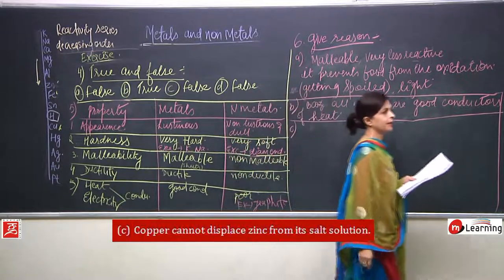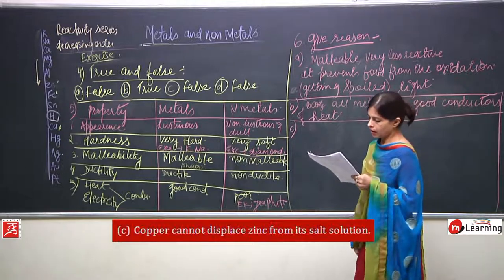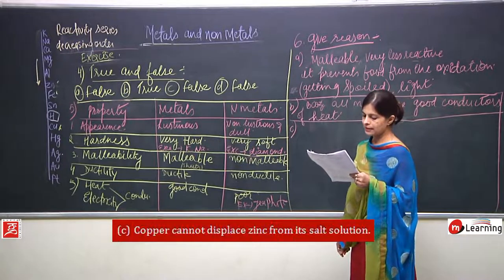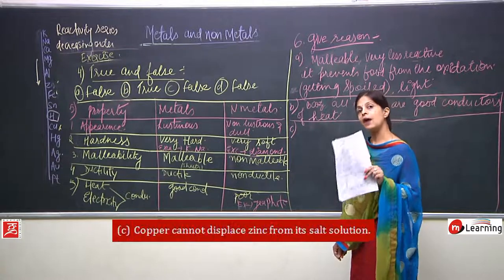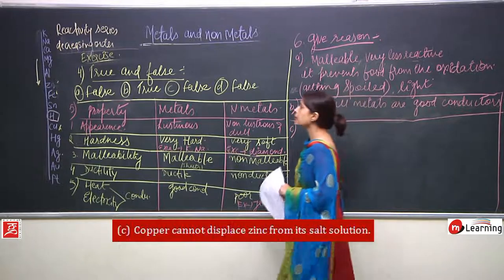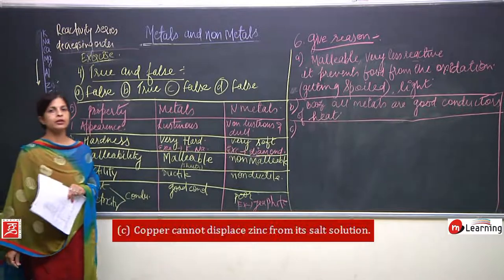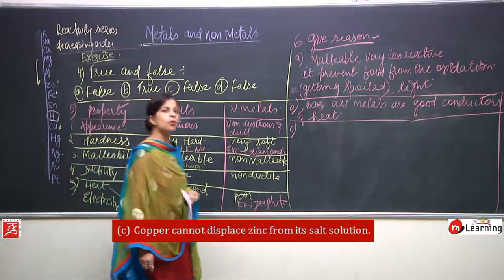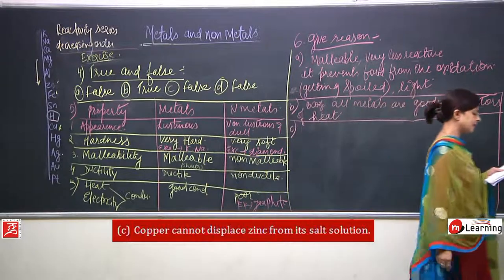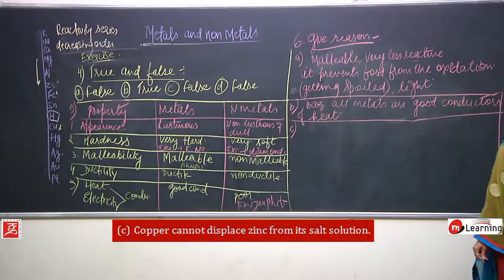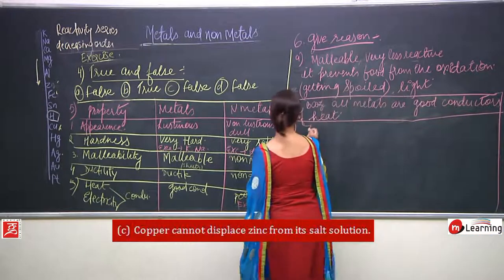I told you reactivity series is very important. Copper cannot displace zinc from its salt solution. First they asked in the previous question whether it will be able to displace or not. And now they are asking why it won't be able to displace. So the simple reason why copper cannot displace zinc from its salt solution is because zinc is more reactive.